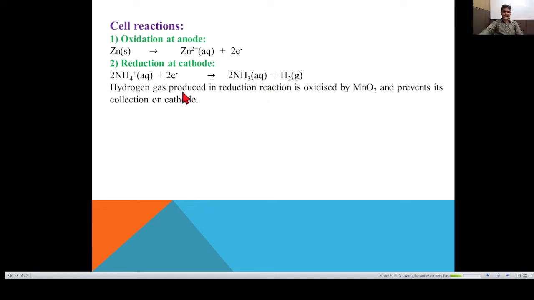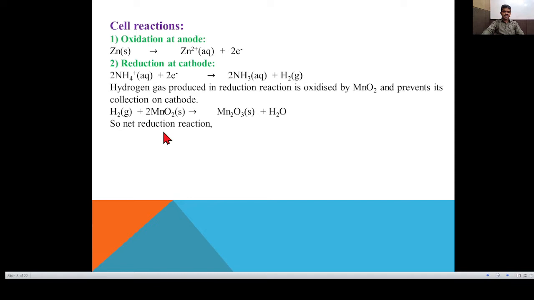So such hydrogen gas produces a further reduction reaction, in which it is oxidized by MnO2, which prevents its collection at the cathode. Hydrogen gas, which is in contact with the MnO2 paste, hydrogen is positive, carbon is positive, which are repulsed. So hydrogen reacts with the MnO2. It produces Mn2O3 plus H2O. So this is the reduction reaction.